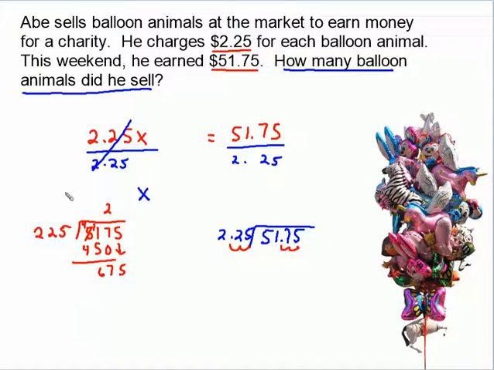225 goes into 675. I think it's going to be 3. 3 times 5 is 15. Carry our 1. 3 times 2 is 6. Add 1 to that is 7. 3 times 2 is 6. And we wind up with 0. So he sold 23 balloon animals.